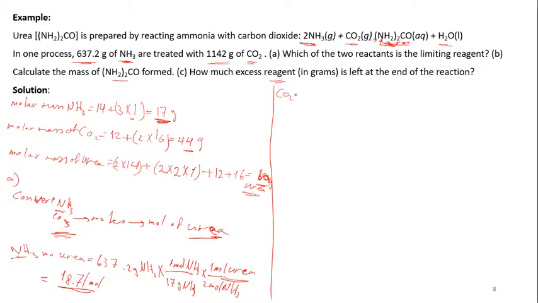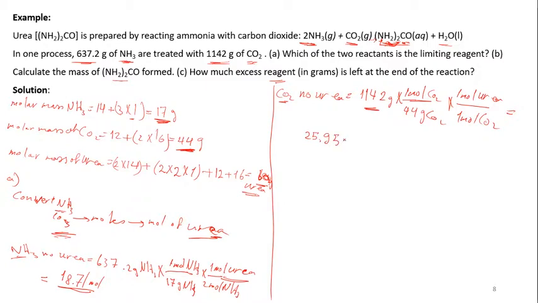In the case of carbon dioxide, the number of moles of urea would be equal to, if I started with 1142 grams of carbon dioxide, each 1 mole contains 44 grams of carbon dioxide, and for each mole of urea formed, 1 mole of carbon dioxide is consumed. This would be equal to 25.95 moles urea.